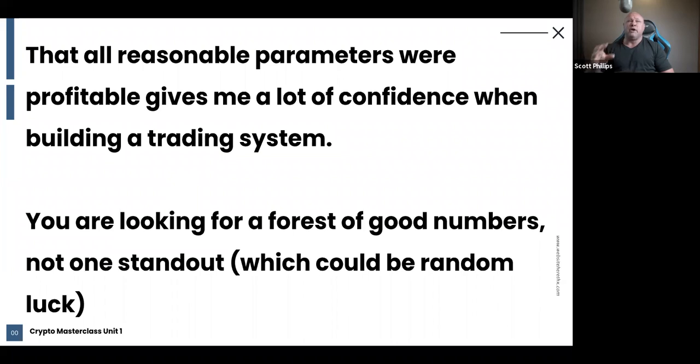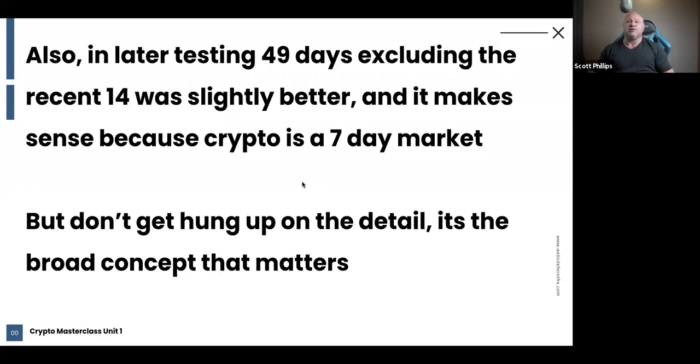That's one of my big questions when people bring me trading systems and say, is my system legit? So, okay, let's change the parameters around. Let's throw some different numbers in. Anything that's not stupid should give you a positive result. Even if it's not amazing, you shouldn't have any fails. You're looking for a forest of good numbers, not one standout, because one standout number can be random dumb luck.